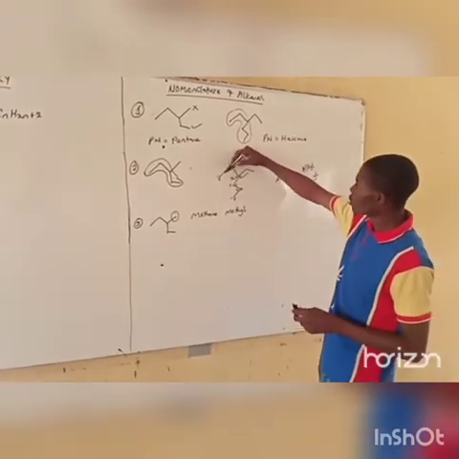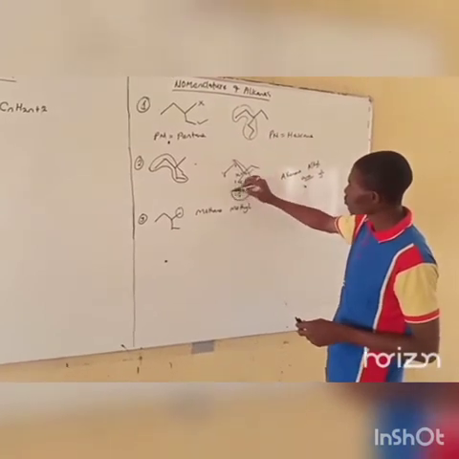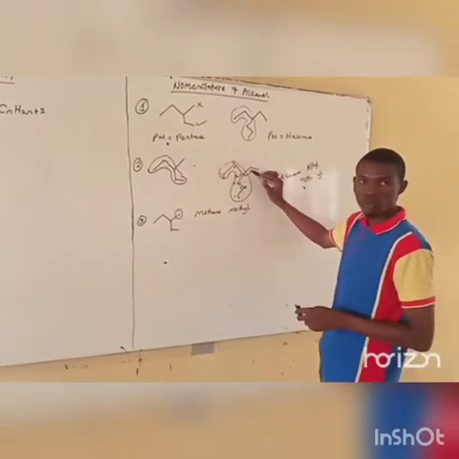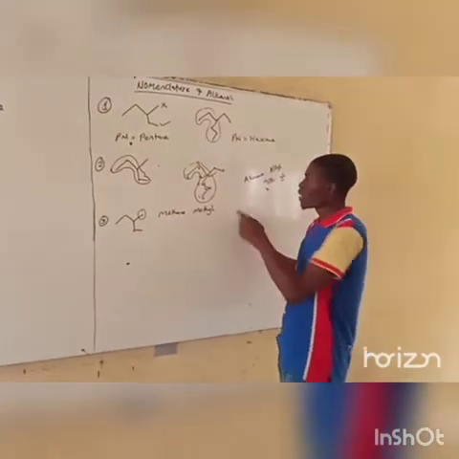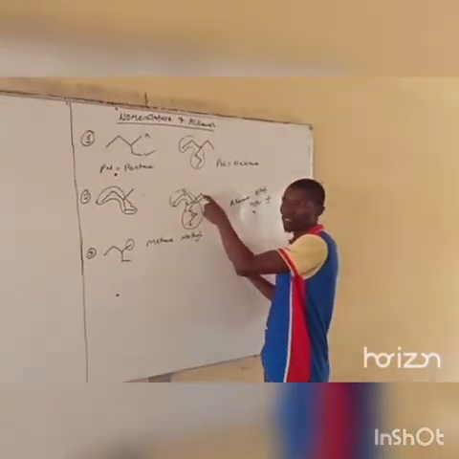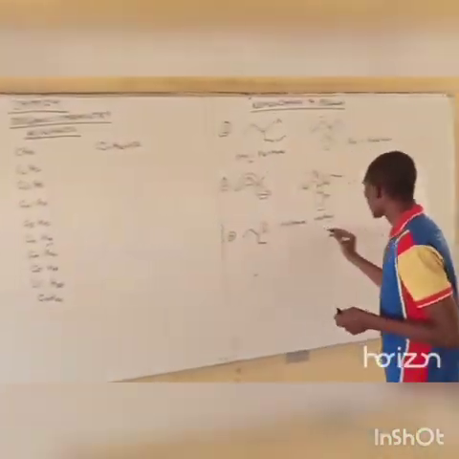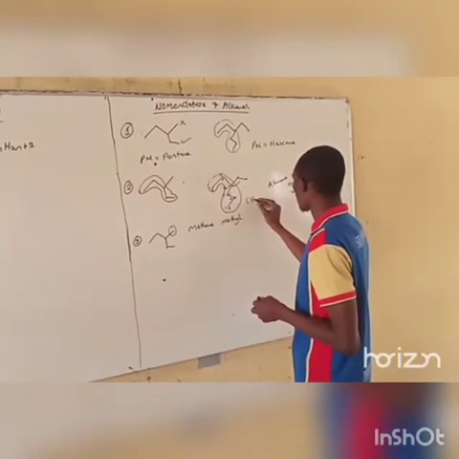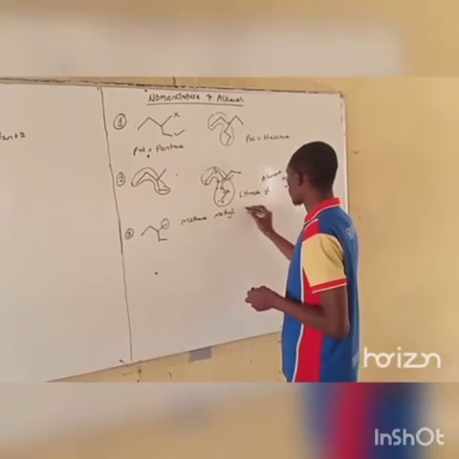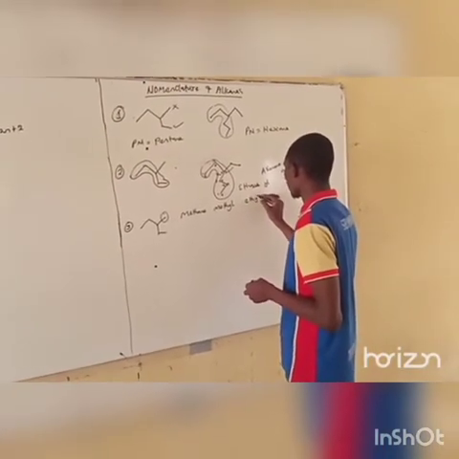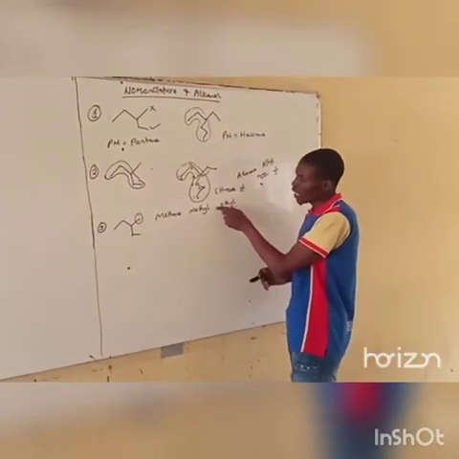So look at this one. 1, 2, 3. All this is the parent name. Now that means this is the substituent. In the substituent, how many carbons do we have? 1, 2. So we have 2 carbons. Since we have 2 carbons, what is 2 carbons called? Ethane. So now you replace the ending ANE of ethane with YL. So it becomes ethyl.